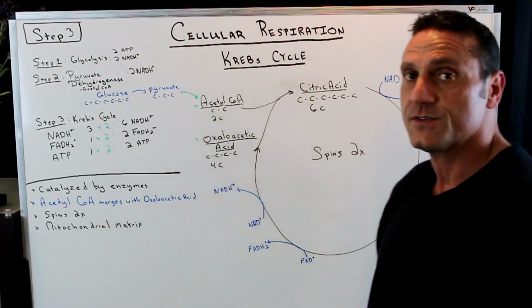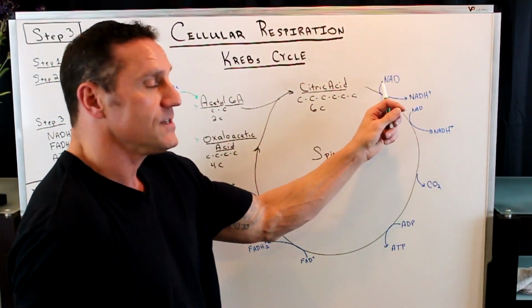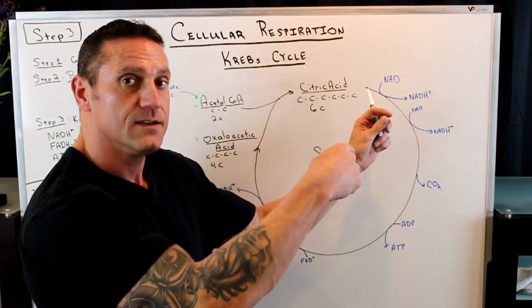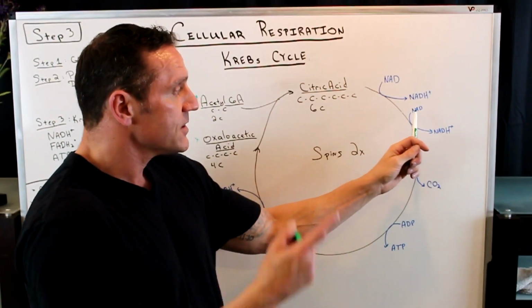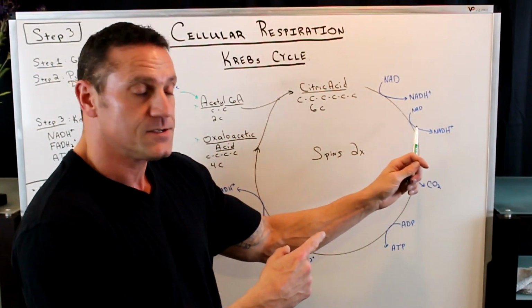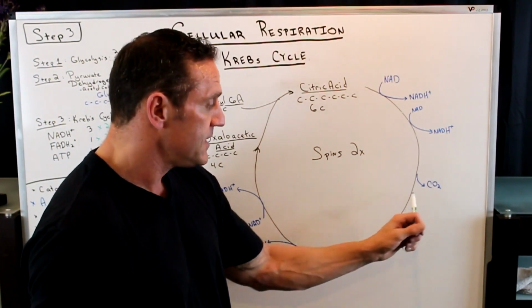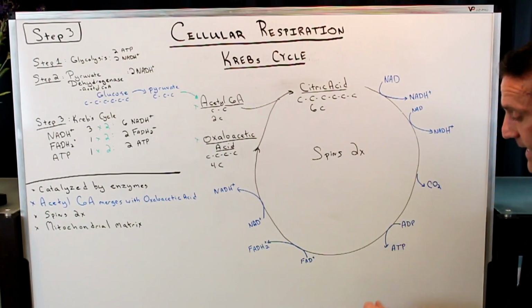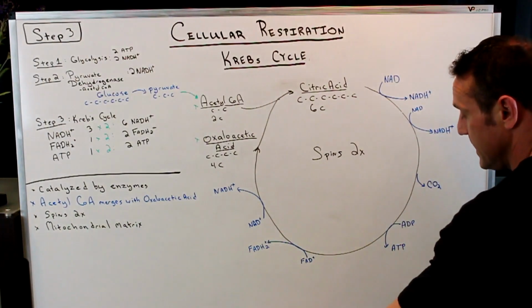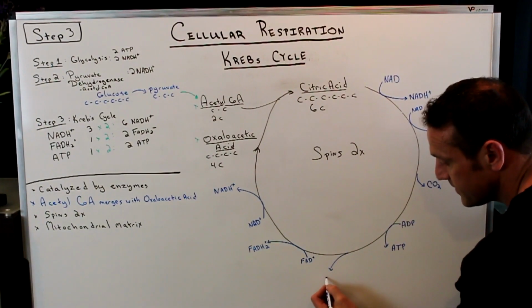So first and foremost, you're going to get NAD, and it's going to get reduced to NADH plus. Then you're going to have another NAD, and it's going to be reduced to NADH plus. You're going to cleave off 1 carbon, CO2. You're going to generate ATP from ADP. Also, you're going to cleave off another carbon here.